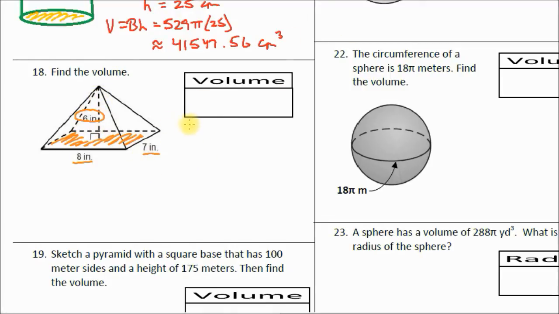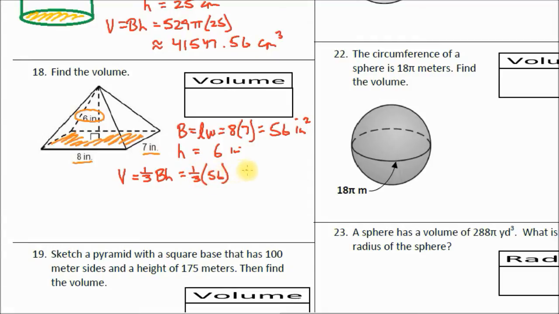Let's go through and find the base. The base of a rectangular based pyramid is just length times width, which is 8 times 7, and that is 56 inches squared. The height, we already circled it, is 6 inches. Now be careful on this, because a lot of students will mess this up. This is a pyramid. That means our formula is not base area times height. It is 1/3 times the base area times the height, and that is 1/3 times 56 times 6.